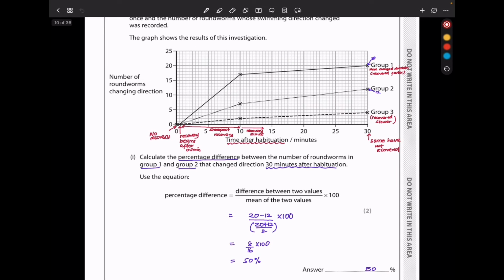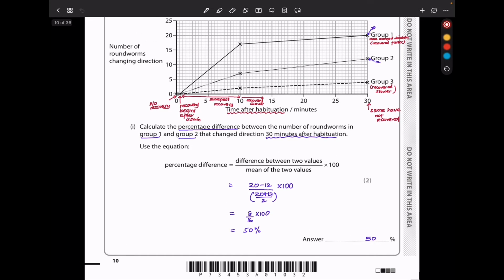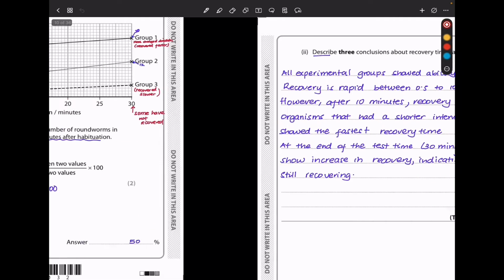If we come to the graph, we can see in group 1 the corresponding number is 20, and in group 2 the corresponding number is 12. So the percentage difference is going to be the difference, which is 20 minus 12, divided by the mean of the two values. The mean is going to be 20 plus 12 divided by 2, and then you multiply by 100. This gave me 50%. So 50% is going to be the answer.